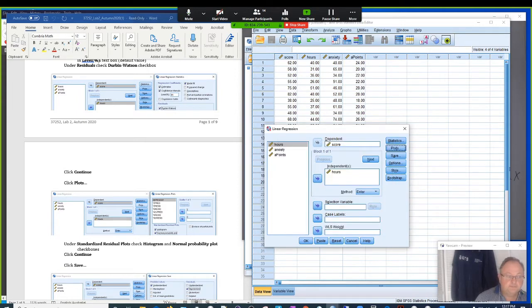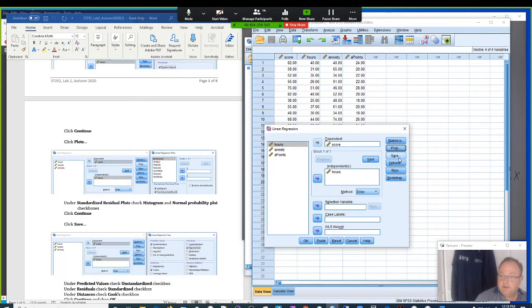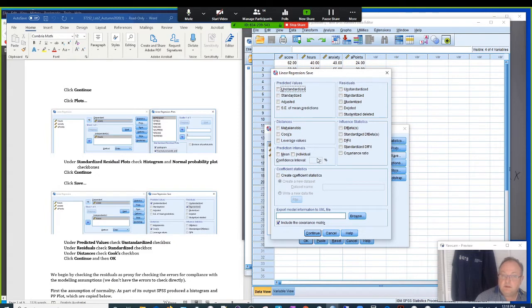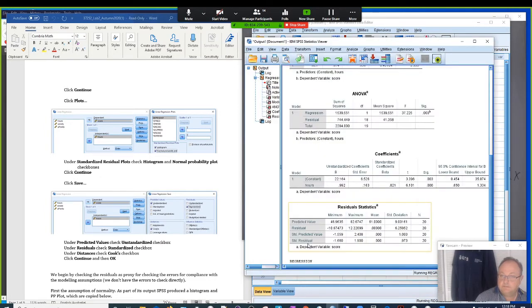Very good. Alright, after that, we're going to go to save and predicted values. We want the unstandardized version. Residuals, we're going to have a look at residuals. Distances, and continue.